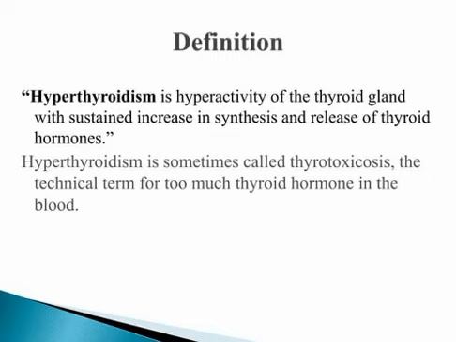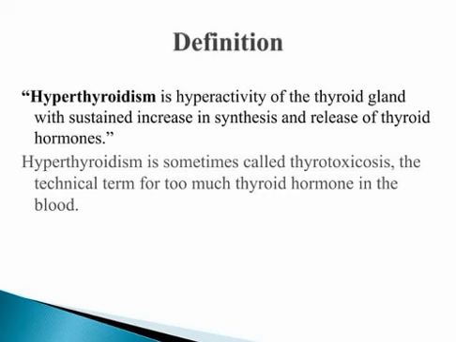So here, first let's see what is hyperthyroidism. Hyperthyroidism is the hyperactivity of the thyroid gland with a sustained increase in the synthesis and release of the thyroid hormones. Once there is an increase in the synthesis or release of thyroid hormones, like TSH or TRH, it will be named as hyperthyroidism.